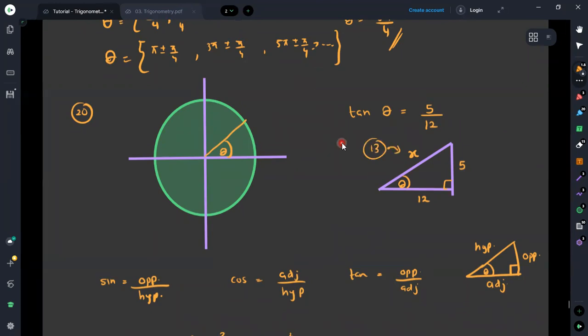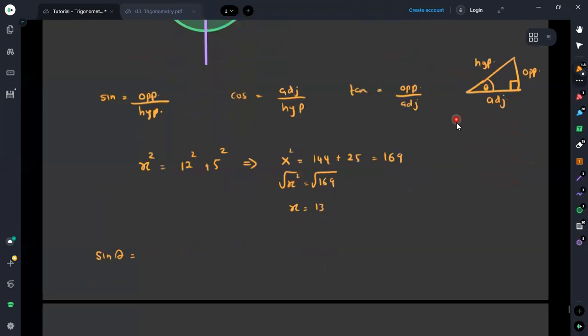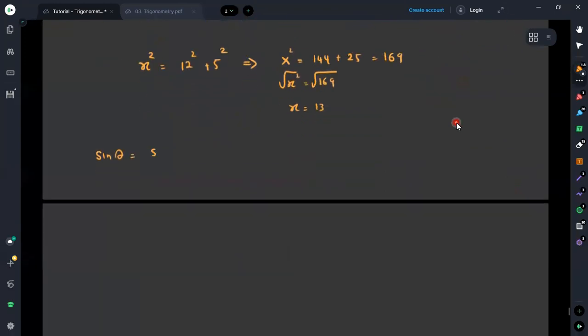Therefore, we can take the sine theta. It is equal to the opposite side divided by the hypotenuse. Then it will be 5 divided by 13.